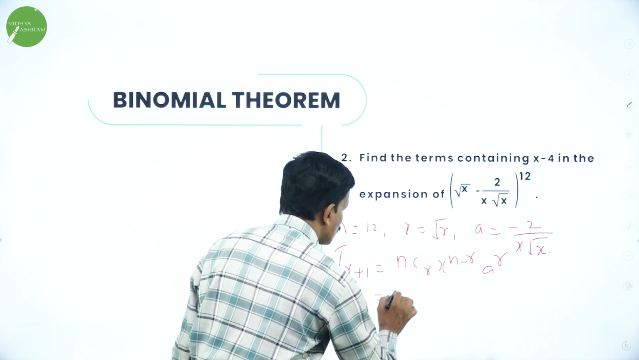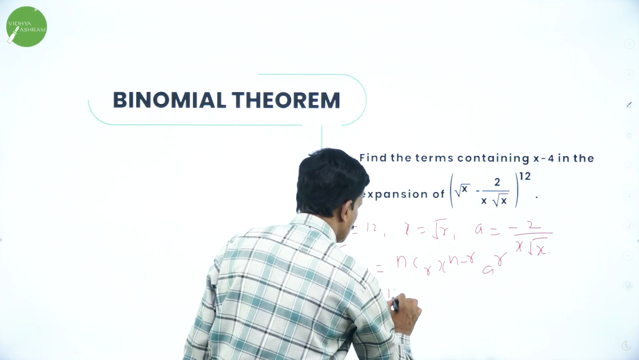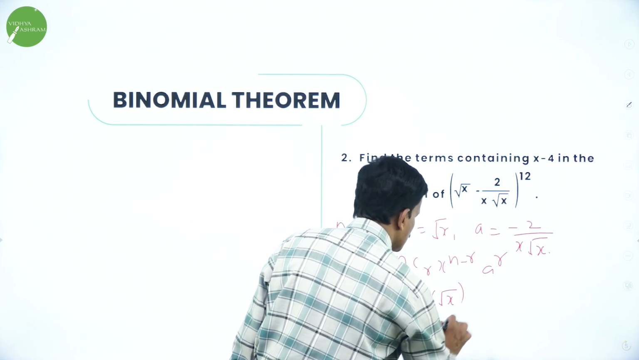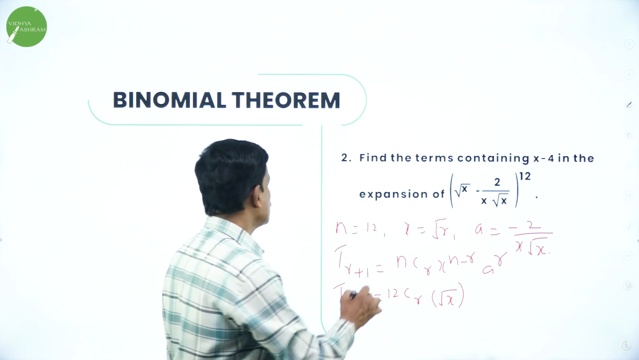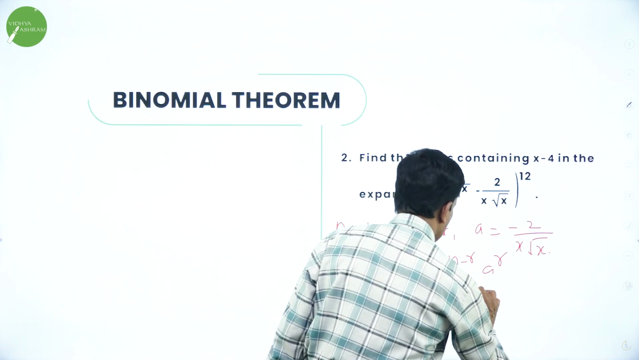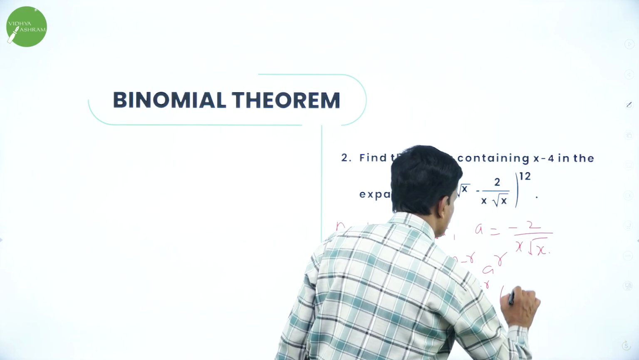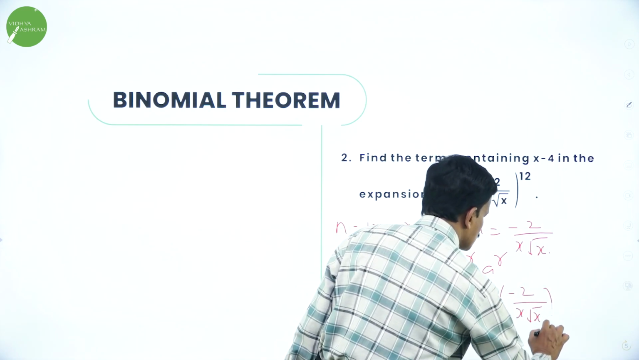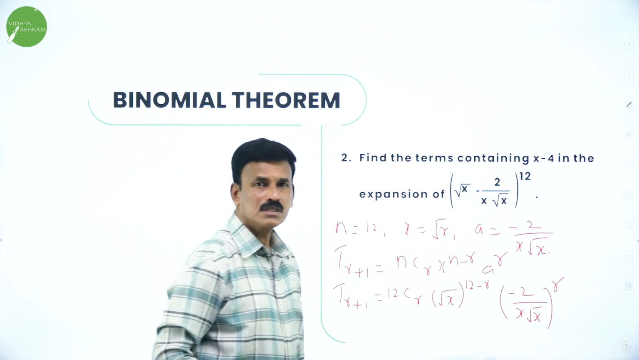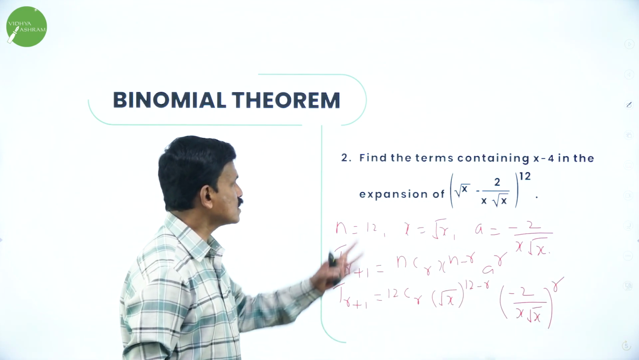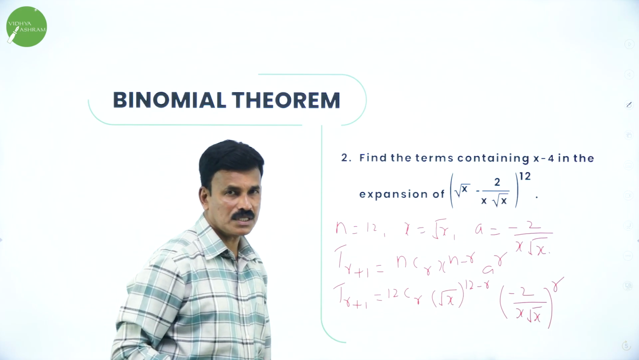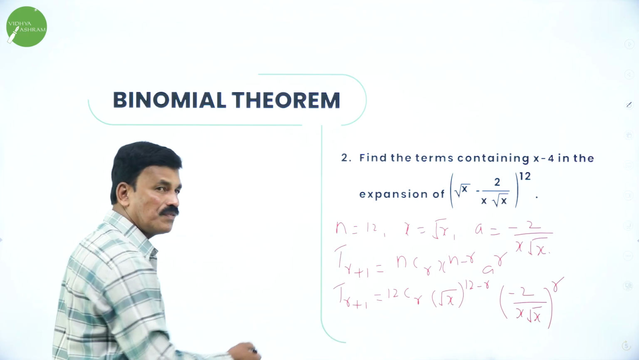T(r+1) is equal to, what is n? n is equal to 12Cr. What is x? x is root x to the power of n, and n here is 12 minus r, into a. a is minus 2 by x root x to the power of r. Simplify this, you will get the answer for the coefficient of the term containing x to the power of minus 4. Okay, just simplify this first.